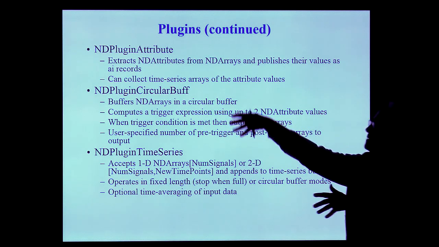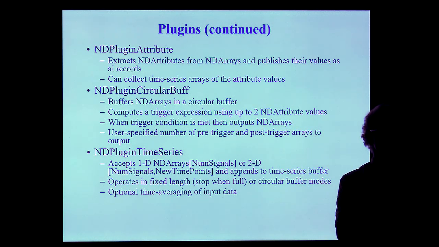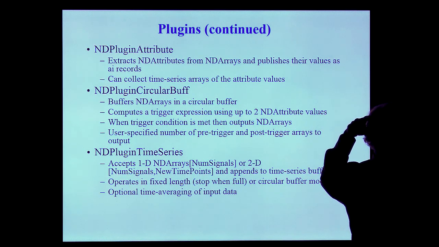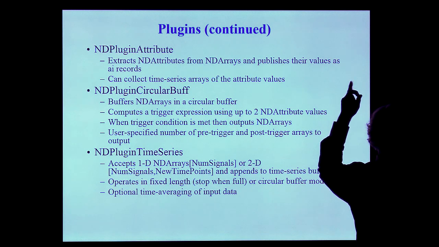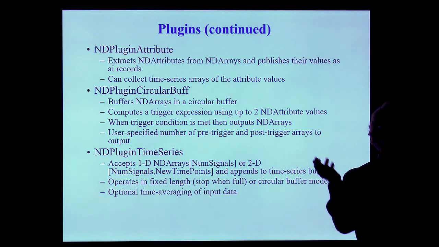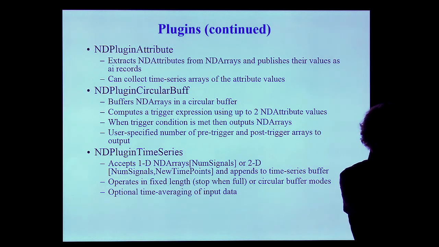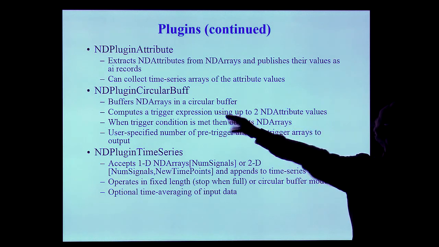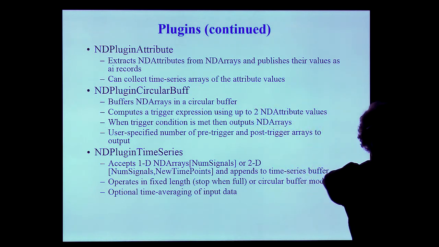But the triggering can be done on the values of attributes. So you could run your array through the statistics plugin, and whenever the maximum value in the array exceeds 10,000, trigger it, because there's some glitch happening on your beamline that only happens once a week. And this would let you capture what the images look like just before and after that glitch.